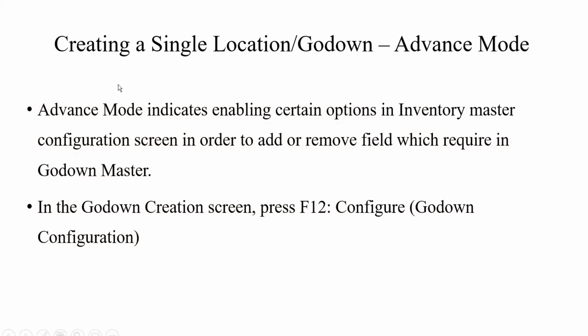In the same way, we can also create the godown or the location in advanced mode also. But for this, we have to do the configuration by pressing the shortcut key, that will be the function key F12. In case of advanced mode, we will be having extra parameters where we can enter the data, where we can fill the information. Let's see the practical part of this one in Tally.